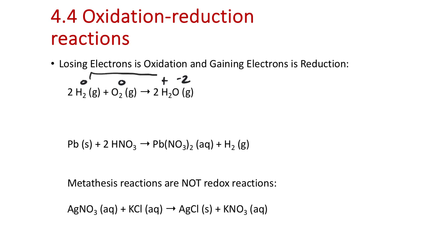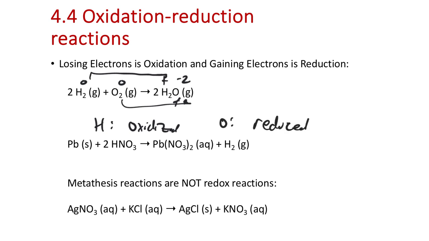And then which atom is oxidized, which one is reduced? The O atom is picking up the electrons, it's accepting the electrons that hydrogen is losing. So hydrogen's losing electrons, so the H atom is oxidized. And then the O atom in this reaction is reduced. It gains the electrons. So losing electrons is oxidation, gaining electrons is reduction.